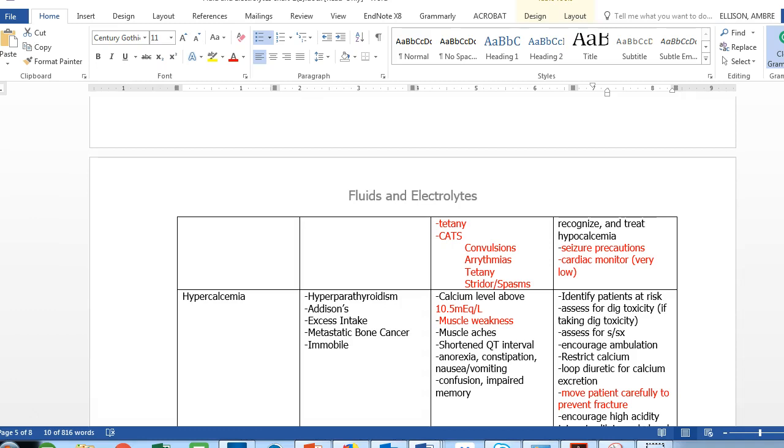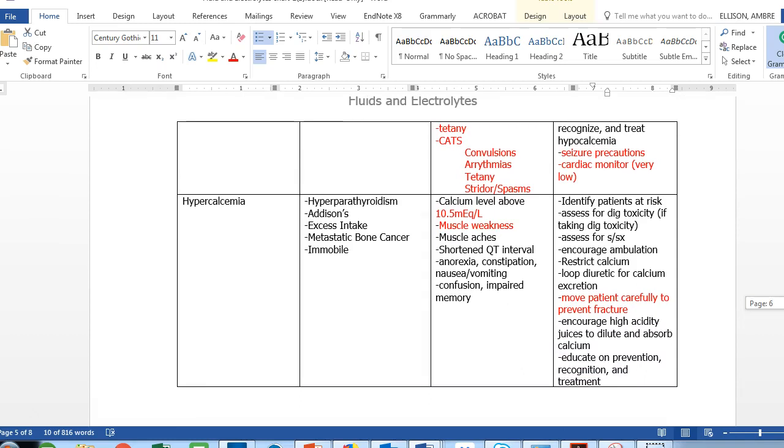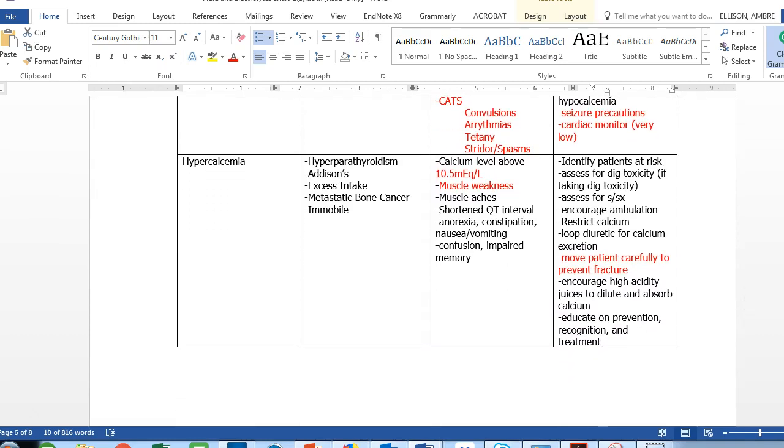calcium is really low. With hypercalcemia, we have, again, excessive intake, metastatic bone cancer, or the patient's immobile, which is a rare way for somebody to get hypercalcemia, but it does happen. The big thing to remember with hypercalcemia is that the patient will get weak. They can have some EKG changes, but that's with significant increase. You want to make sure you move the patient that is immobile carefully so you don't get a fracture, because the calcium is going to leave the bone and go into the bloodstream and make it hypercalcemic.